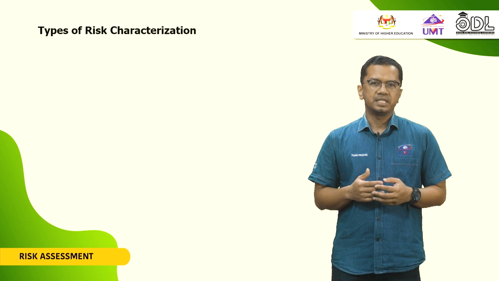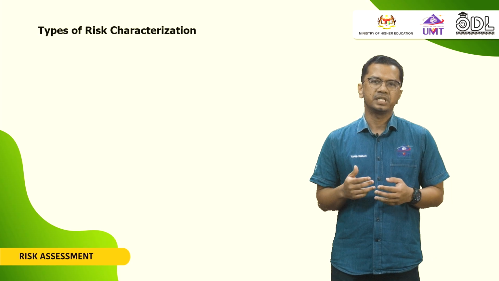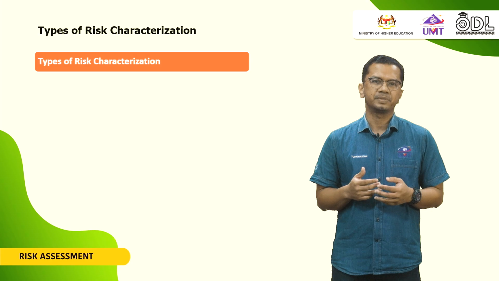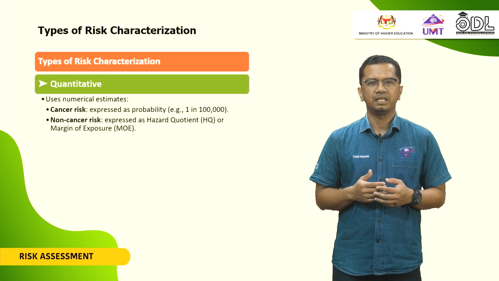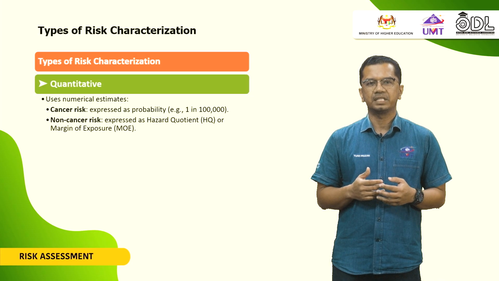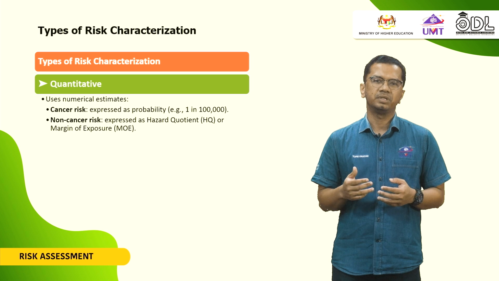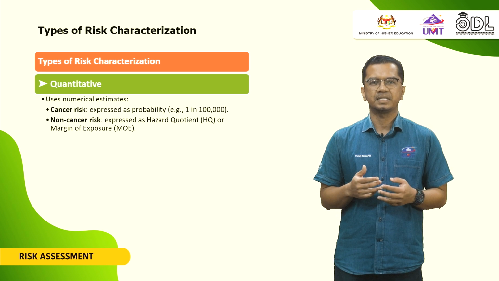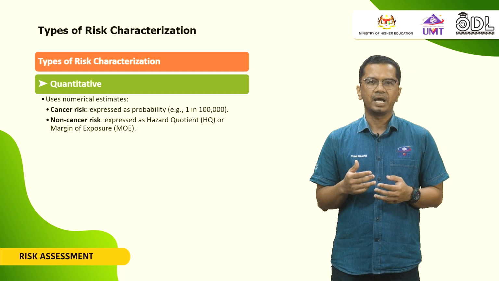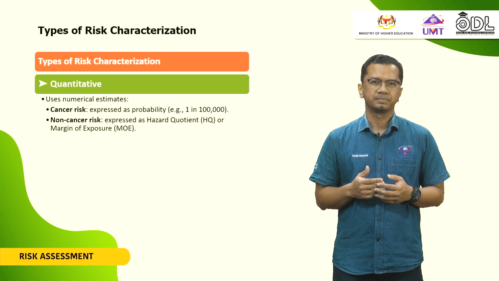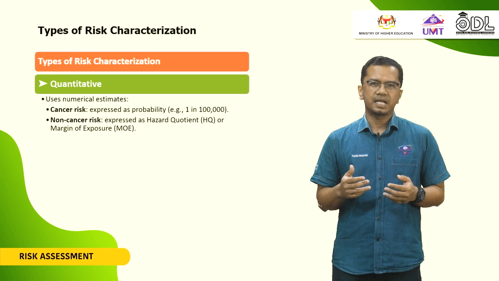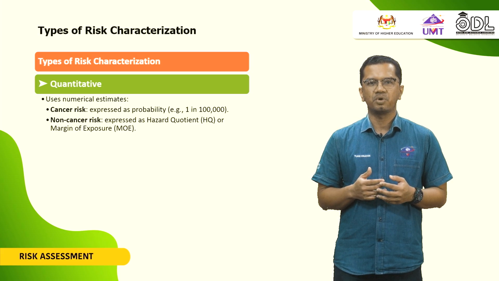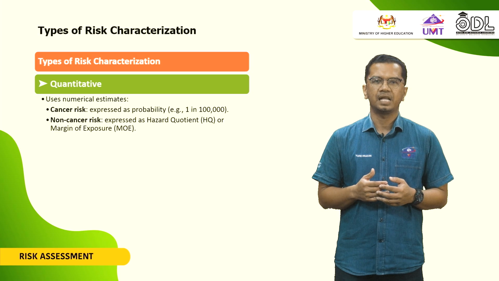Risk characterization helps us understand the potential health impacts of exposure. Let's explore the 2 main types, quantitative and qualitative. Quantitative risk characterization uses numerical estimates. For example, cancer risk is expressed as probability, such as 1 in 1,000,000. For non-cancer risk, we use metrics like the hazard quotient or margin of exposure to quantify the potential harm.